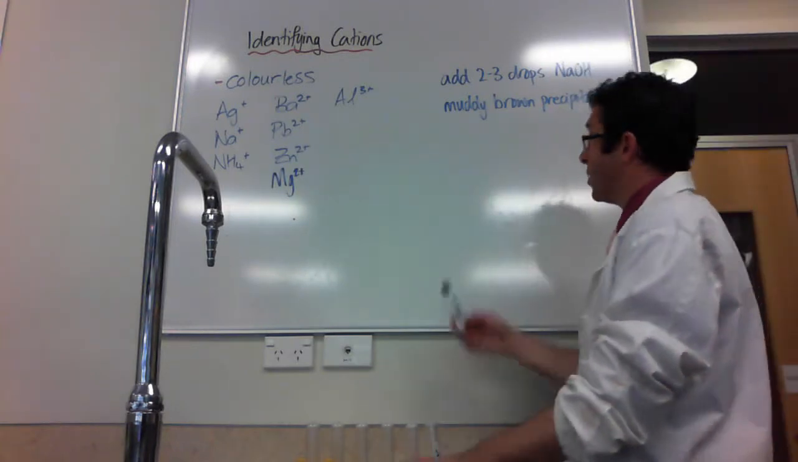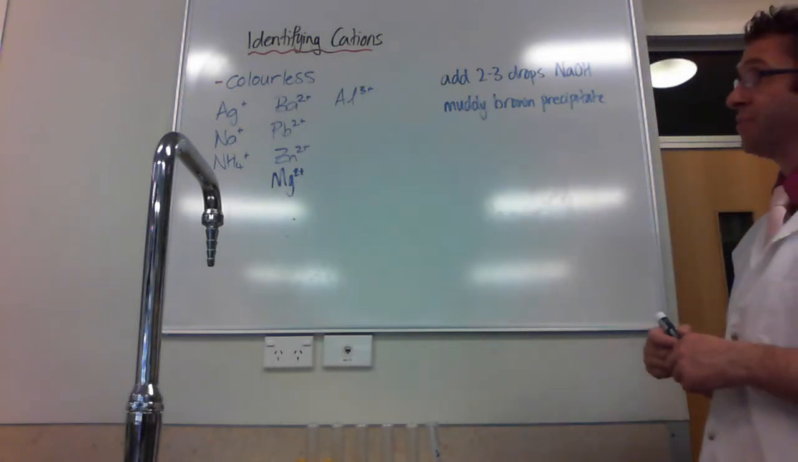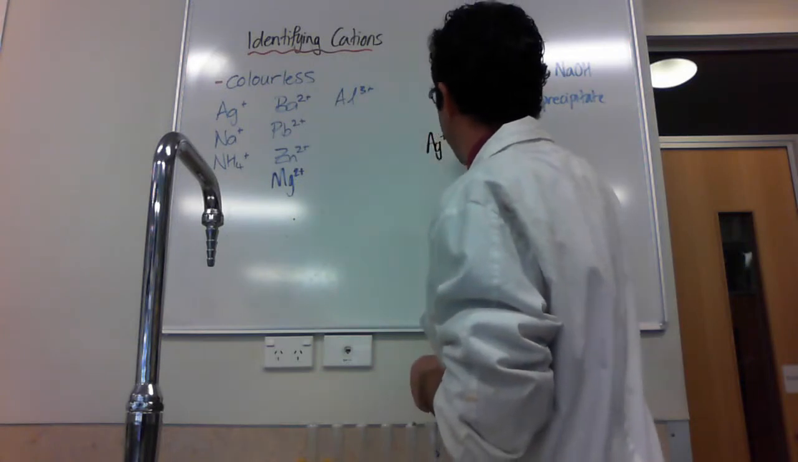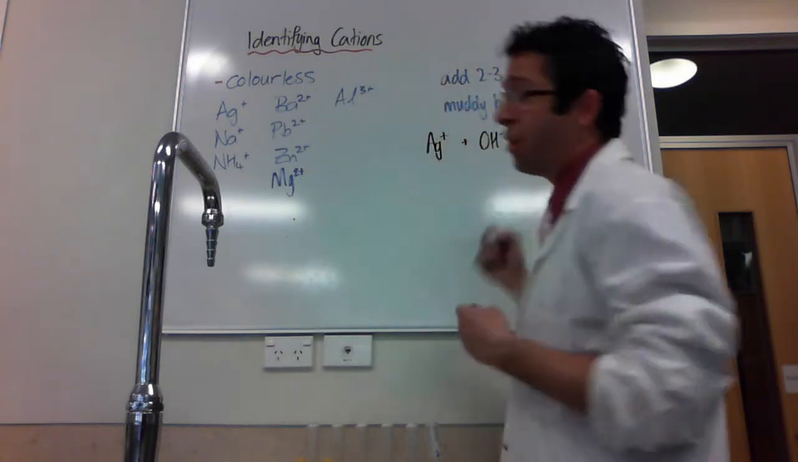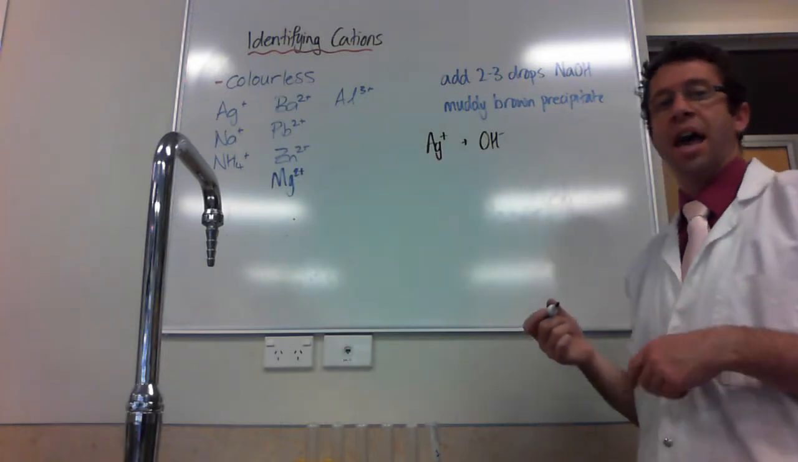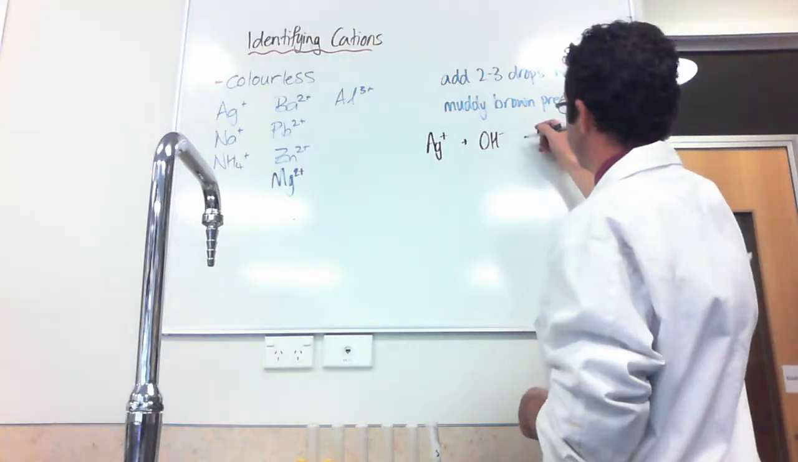So, because something's changed, a precipitate has been formed, I have to do an equation for this. So I go Ag+, and I added hydroxide ions. I know it was sodium hydroxide, but the sodium is a spectator ion. All sodium salts are soluble in the concentrations we work with. And what does it become?